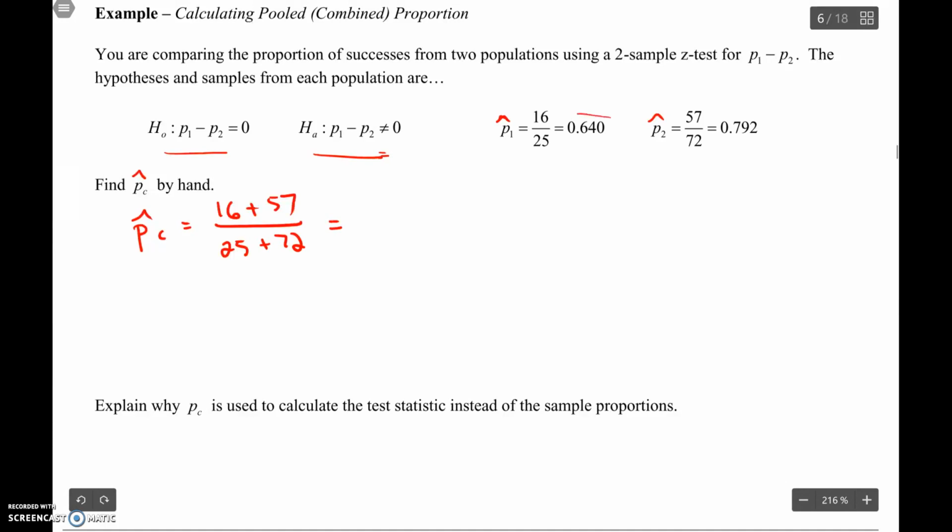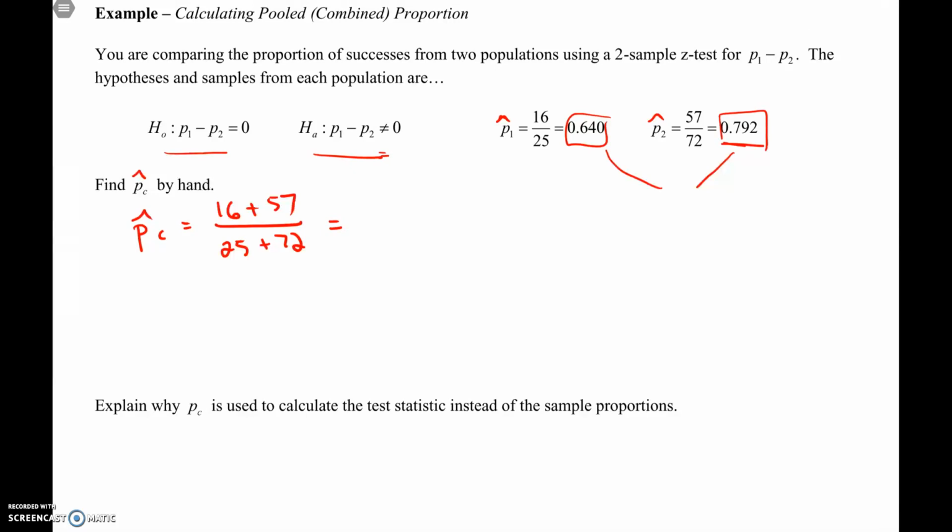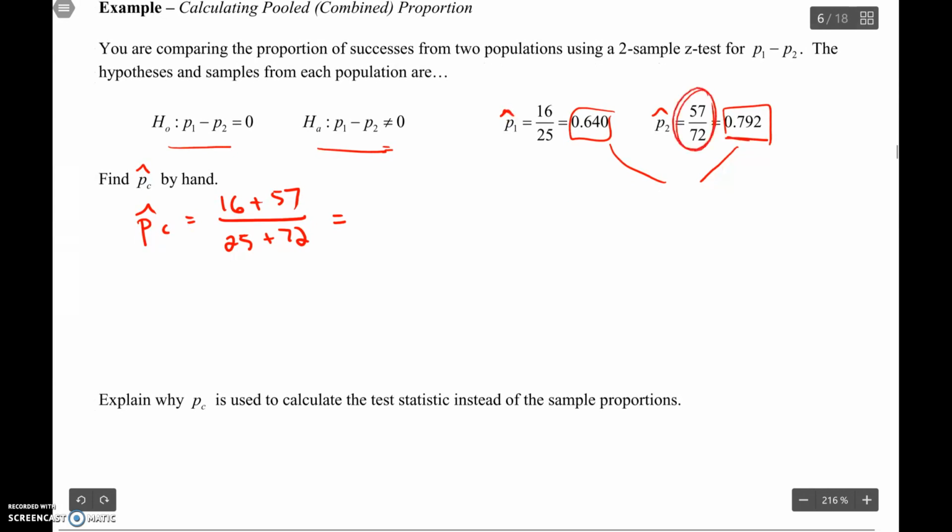What's going to happen here is we're kind of averaging these out. This is 64%, this is 80%. Now if I were to go halfway, it'd be about 72 or so. But because the sample size is bigger, this one's going to carry more weight. So it's going to be closer to this one. So it's probably going to be like 77 or something like that.